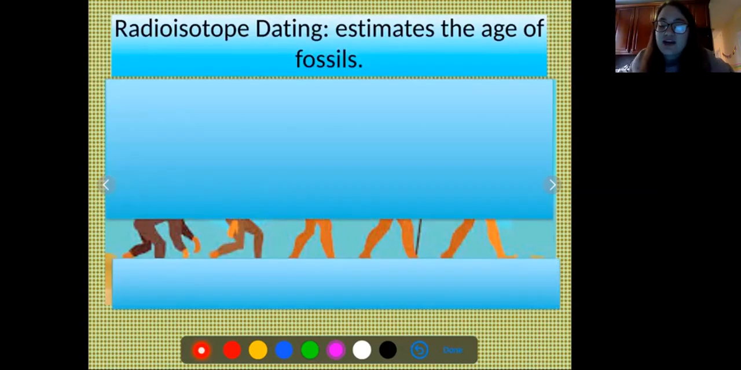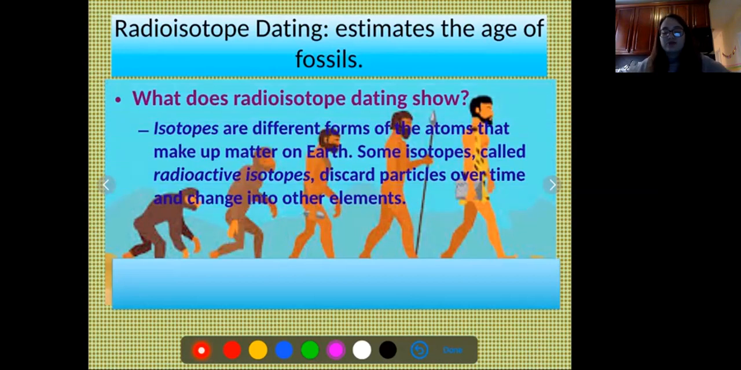Next up, we've got radioisotope dating, which is used to estimate the age of fossils. With radioisotope dating, we're able to see isotopes, which are different forms of the atoms that make up matter on Earth. Some isotopes, called radioactive isotopes, discard particles over time and change into other elements. So by studying the decay of these isotopes, we're able to see how old fossils are and where they fit within that evolutionary timeline.